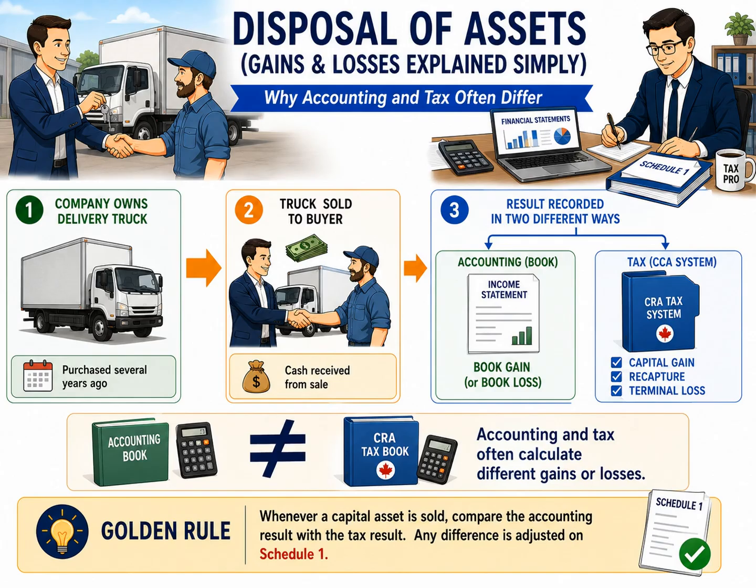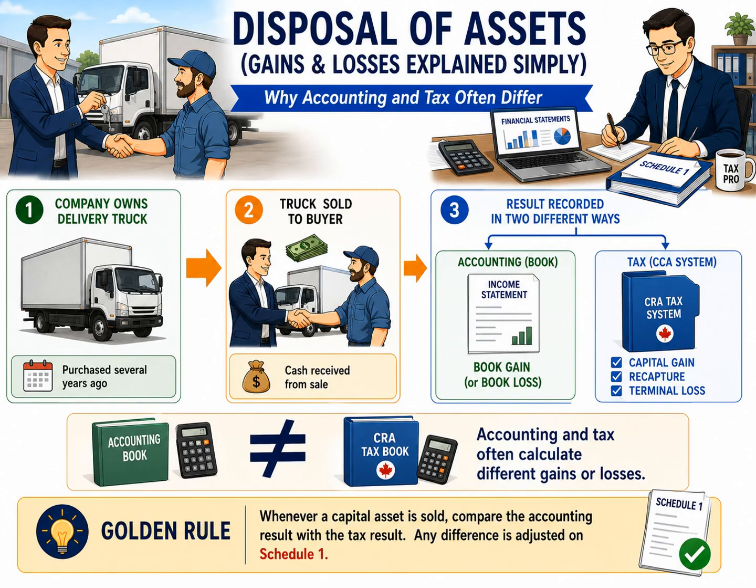Schedule 1 acts as the bridge between the accounting records and the tax rules. It removes the accounting treatment where necessary and replaces it with the correct tax treatment required under the Income Tax Act. At this stage, you don't need to worry about calculating recapture, terminal losses, or capital cost allowance. Those topics will be covered in detail later when we study Schedule 8.